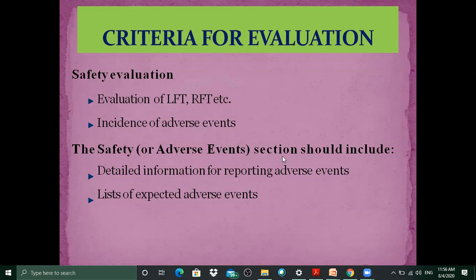The safety or adverse event section should include detailed information for reporting the adverse event and a list of expected adverse events. So the list of expected adverse events will come from what kind of medication, investigational drug you have. Since you have studied that particular medication, you know what all side effects it might have and what exactly is its therapeutic effect. Then detailed information for reporting adverse event, in the sense, if there is any adverse event, how will you go ahead and report it? So there is a protocol for that also. That has to be mentioned inside your study design.